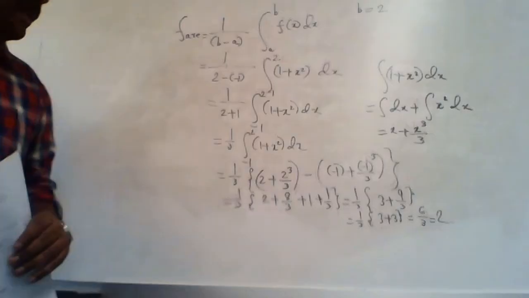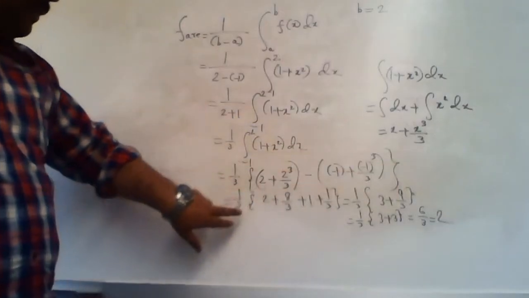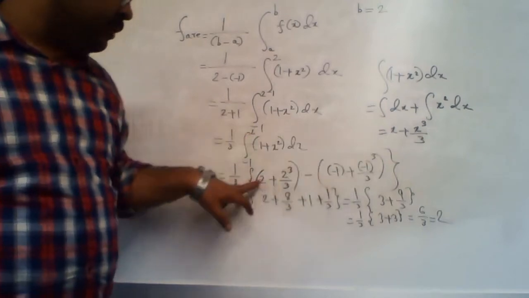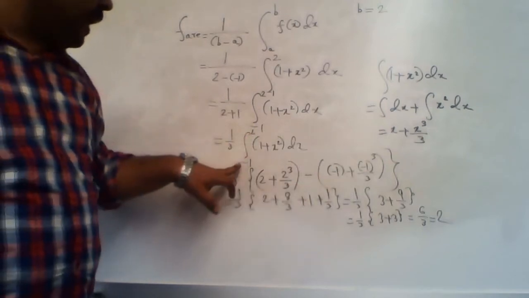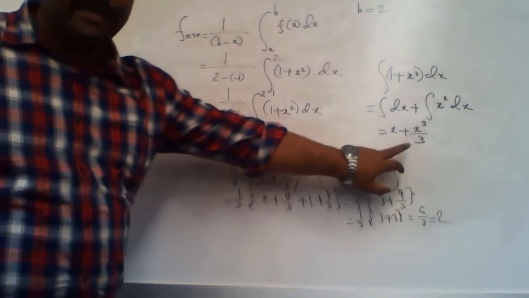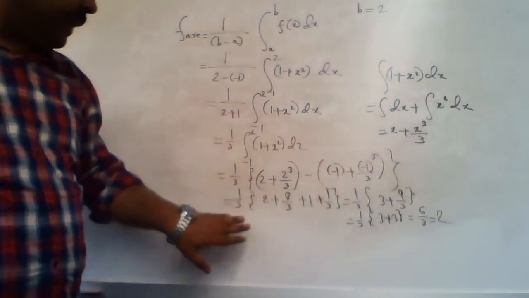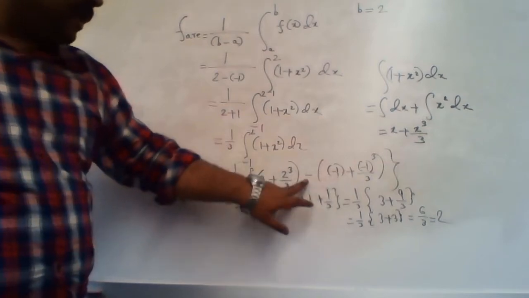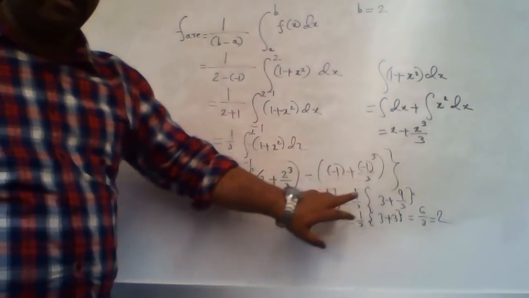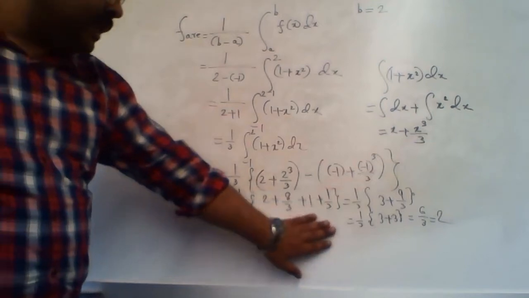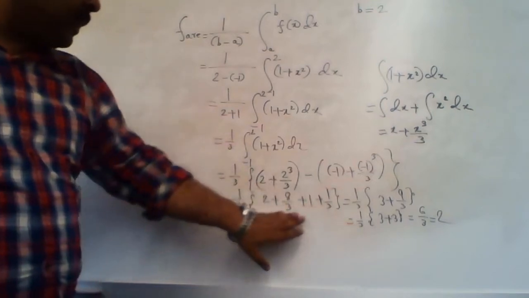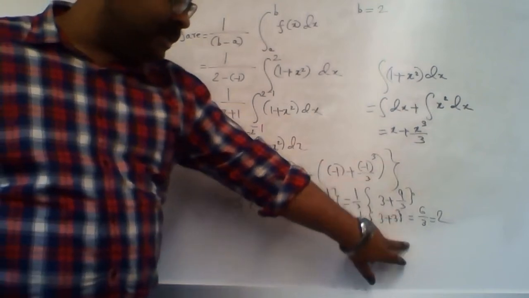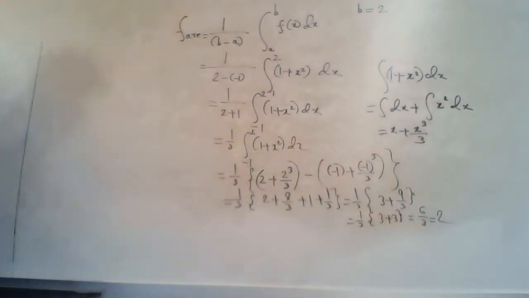So I first plugged in the value of the upper limit, which was 2, in this expression. I get 2 plus 2 cubed by 3 minus, I put minus 1, I get minus 1 plus minus 1 cubed by 3. Then I simplify this: 2 plus 8 by 3 minus of minus 1 gives me plus 1, minus of minus 1 cubed by 3 gives me 1/3. Then if I simplify this, 2 plus 1 is 3, 9 by 3 is 3, 3 plus 3 is 6, I get 2 as the answer. And this is the average value.